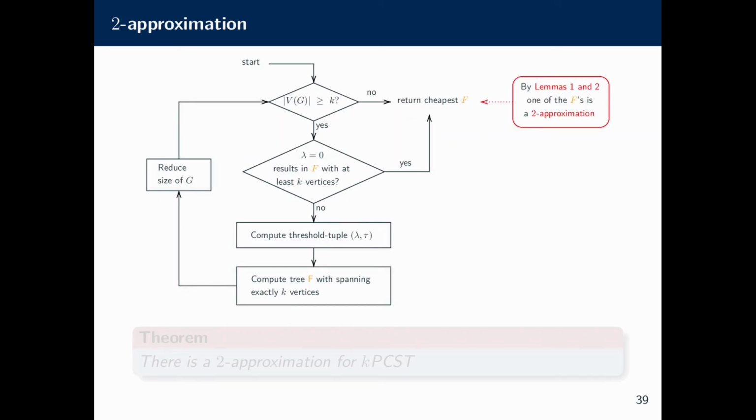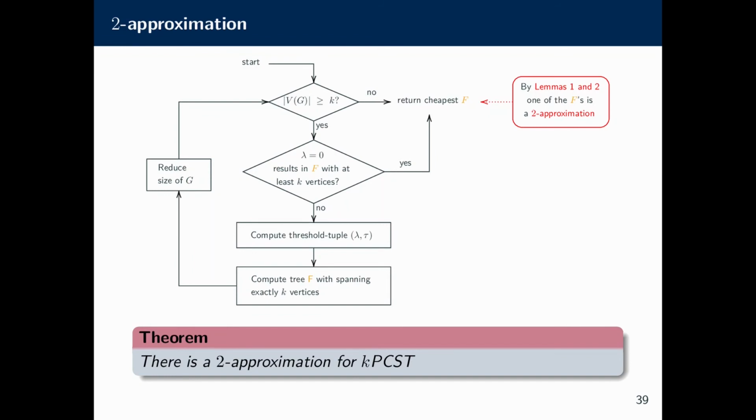And by lemmas 1 and 2, the cheapest among all the computed trees must be a true approximation. Thus we obtain the main result from this paper. There is a true approximation for the k prize-collecting Steiner tree.